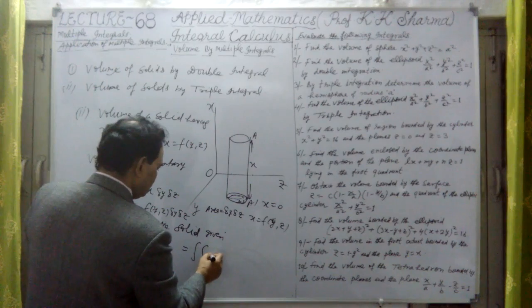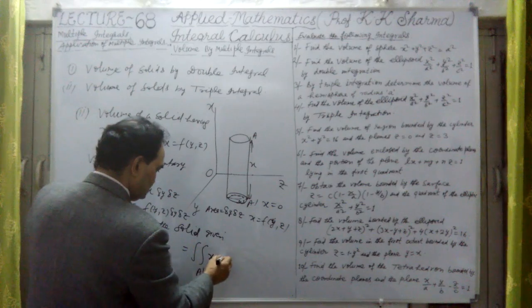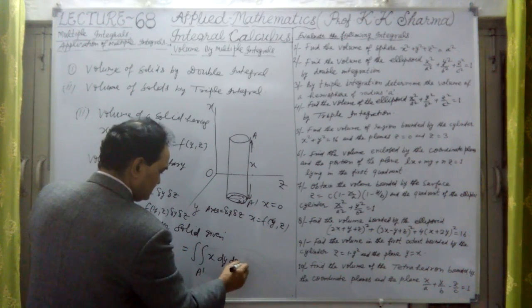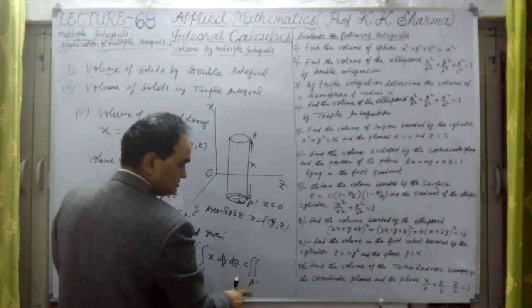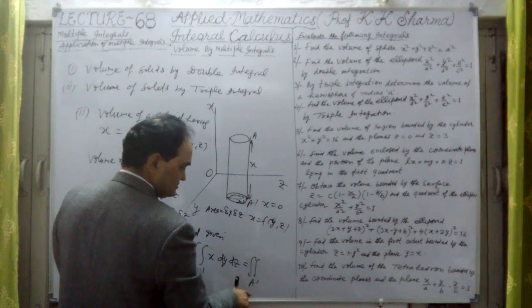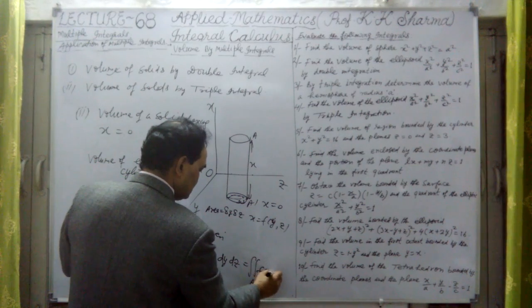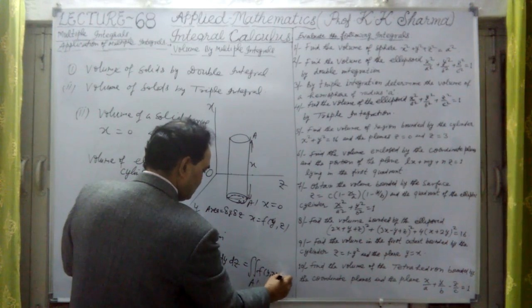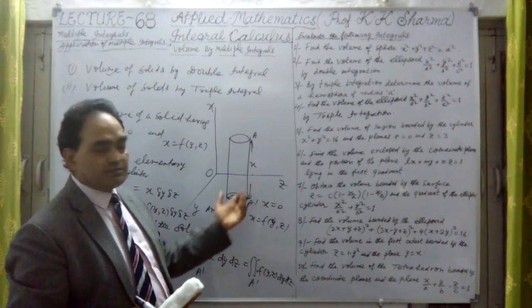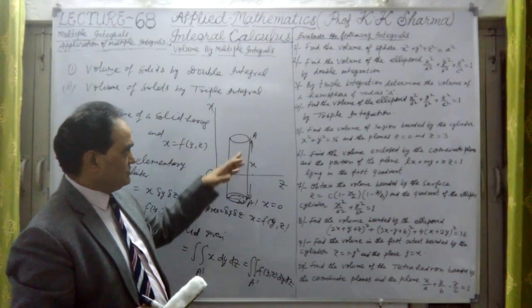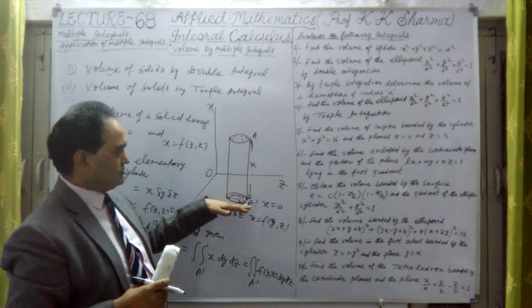That doesn't matter. So this is x into dy dz. The double integration over A dash is defined on the y-z plane, and x is f(y, z) into dy dz. So this is the volume of the solid in the y-z plane. If it is lying in the y-z plane, the shadow of this figure is its projection on the y-z plane.